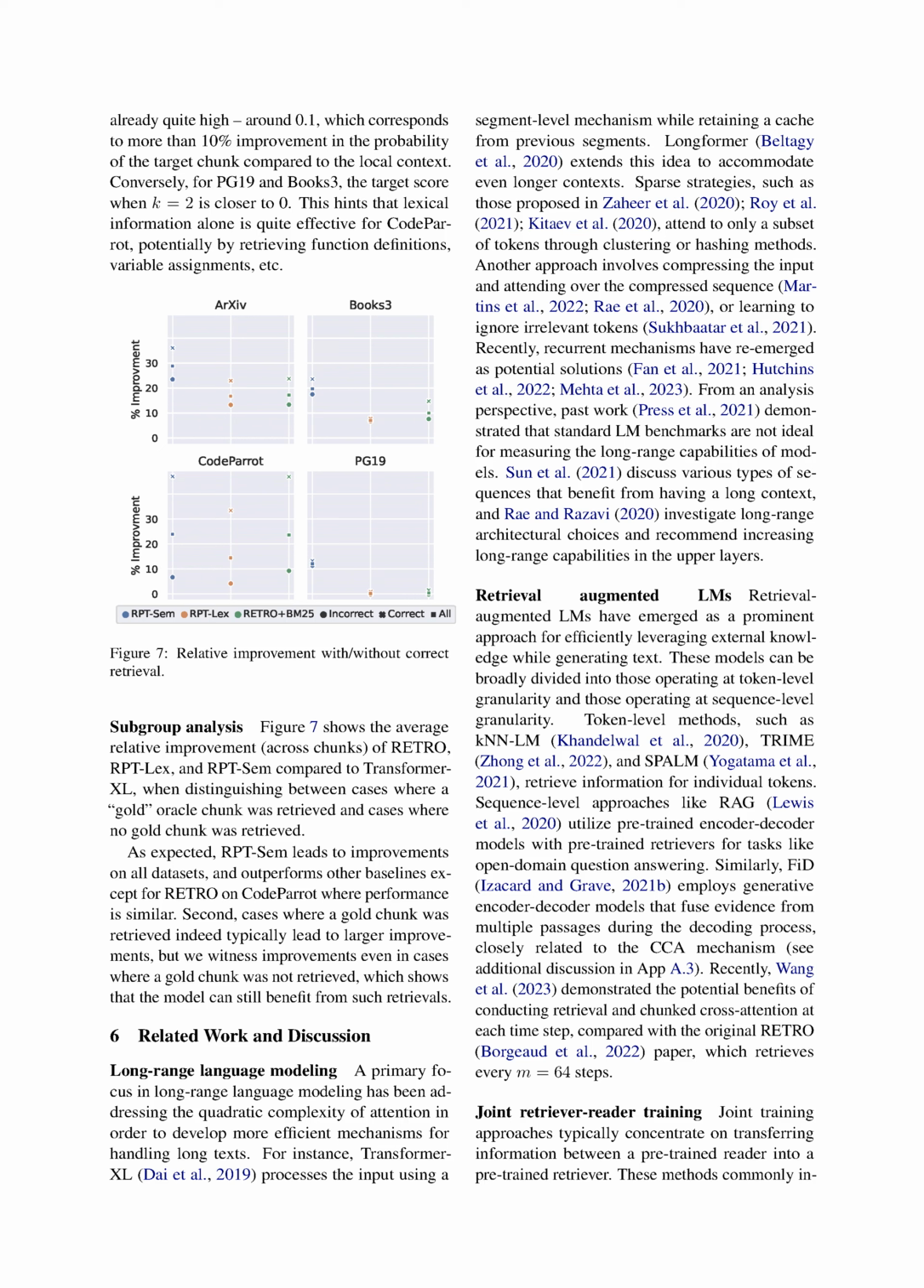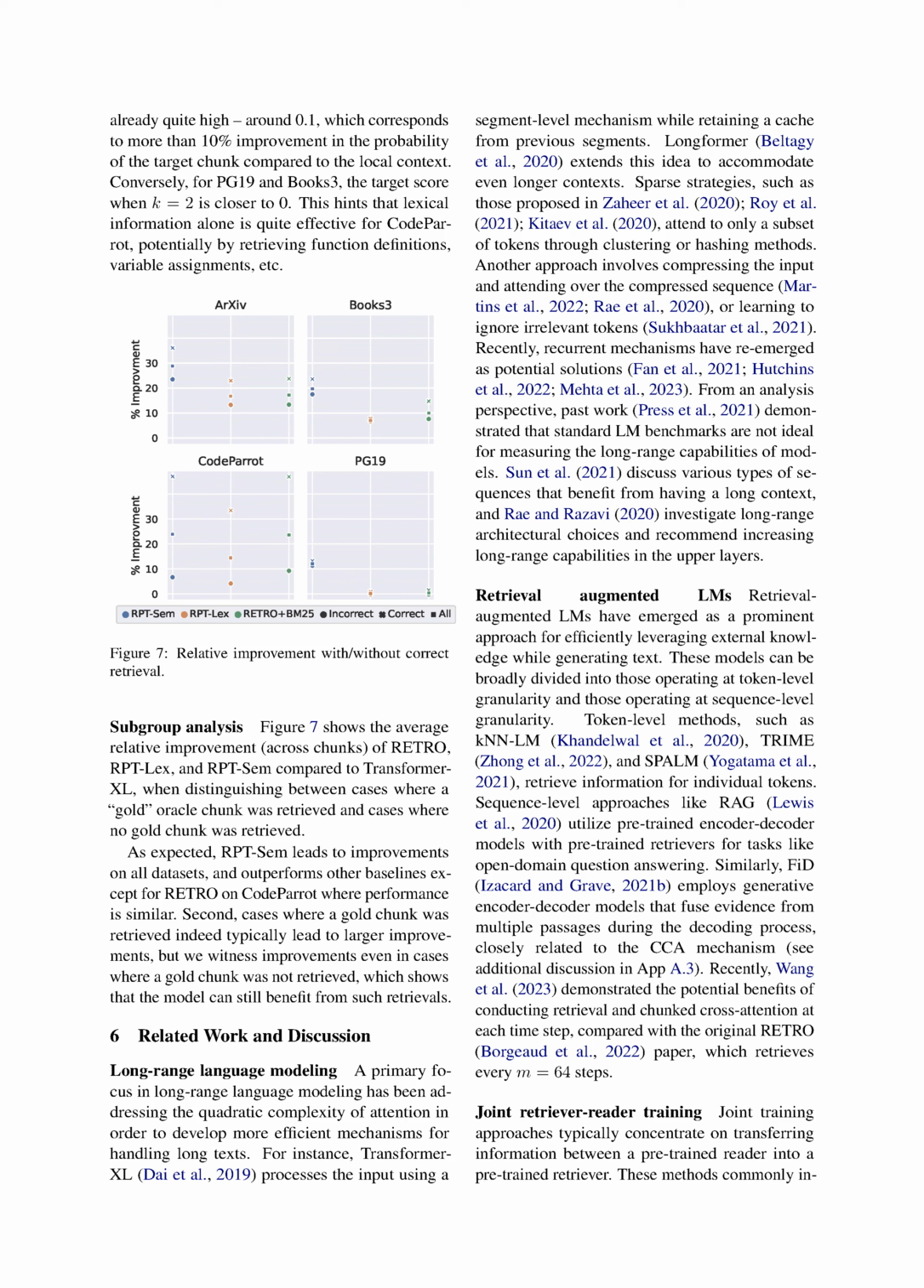Now, let's shift our focus to long-range language modeling. This is an area where the crux of the matter is dealing with the quadratic complexity of attention mechanisms to manage longer texts more efficiently. For example, Transformer XL is an approach that processes input using a segment-level mechanism, and it also stores a cache from earlier segments for later use. A model called Longformer takes this concept a notch further, to handle even larger chunks of context. There are also sparse strategies, which only pay attention to a select subset of tokens using clustering or hashing methods.